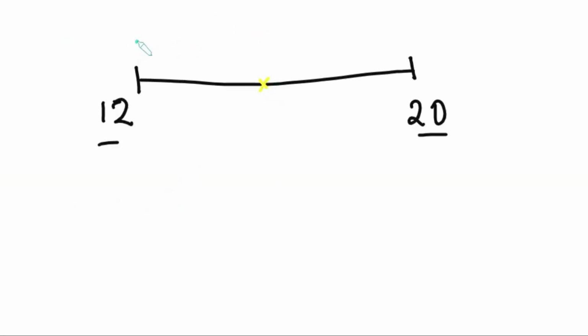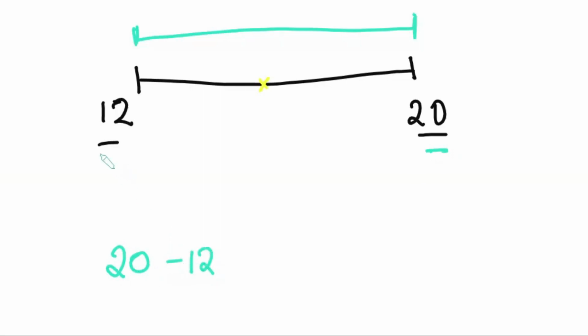The first thing we need to do is identify how many are in between these two numbers. Really simple, we're going to do a nice simple sum. What number are we going to subtract from the other? We're going to take our highest number, which is 20, and take away 12. So we're simply using the numbers that are already there. What's 20 take away 12? Nice and simple, 20 take away 12 is 8.